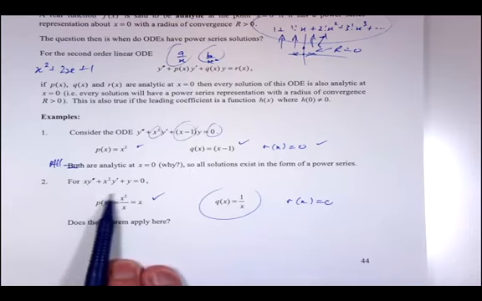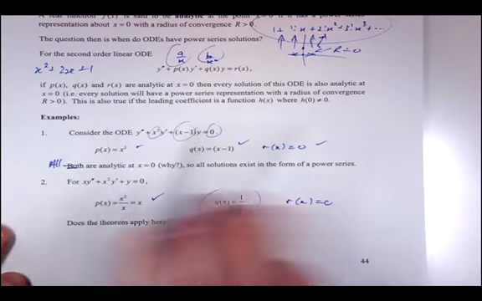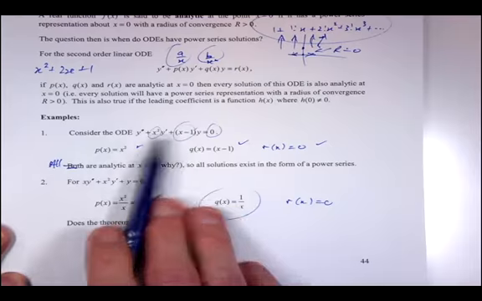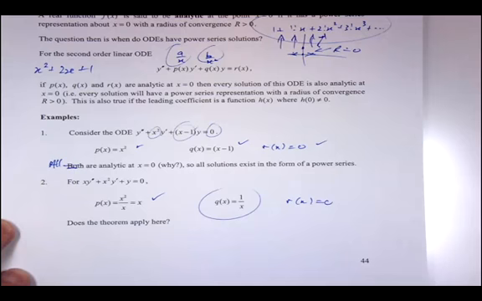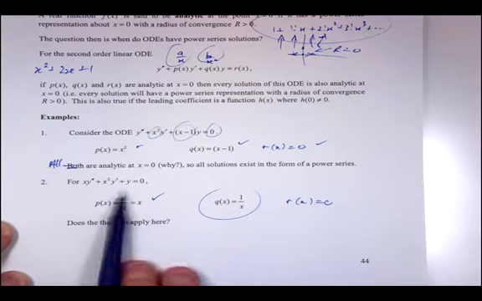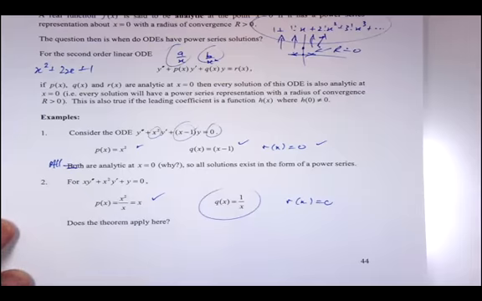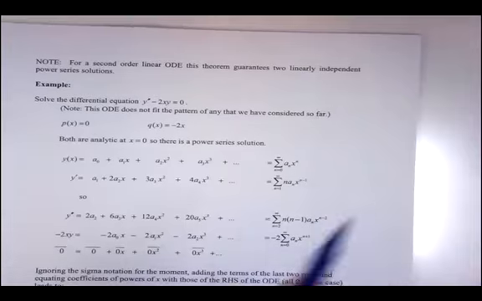So this theorem tells us that if these functions here are analytic, that is, if they have decent power series, then we will definitely be able to get a power series solution. But if they don't have decent power series, we might not. All right, so that's the idea. Let's have a look at how we might do one of these power series.